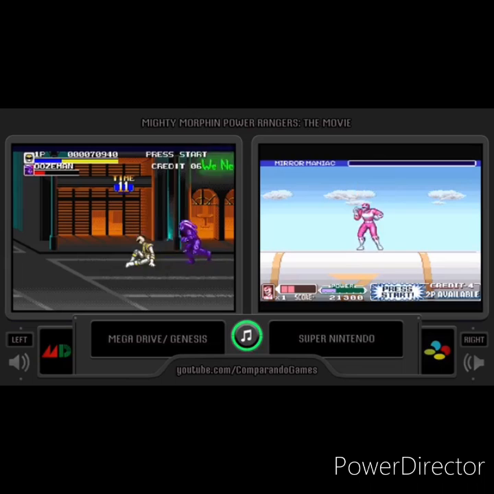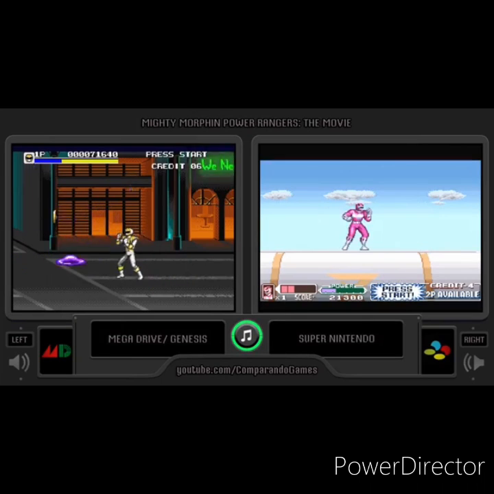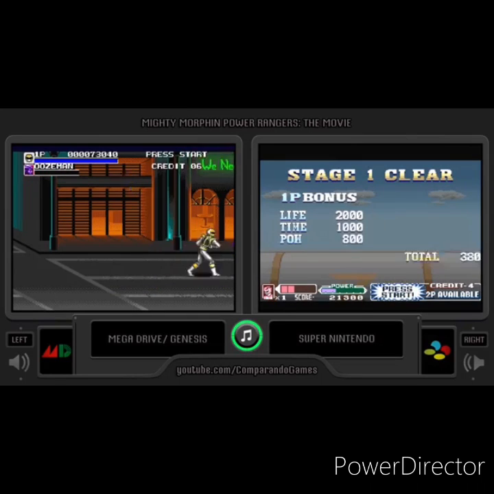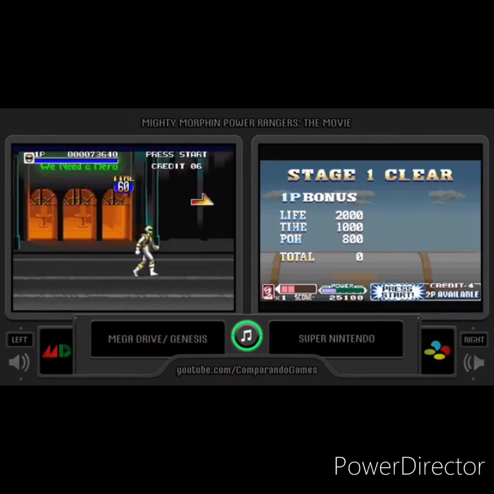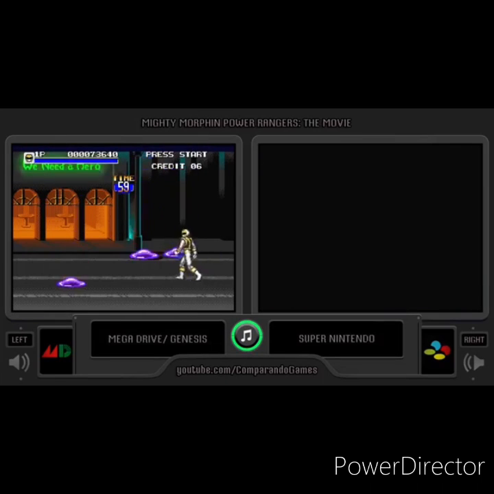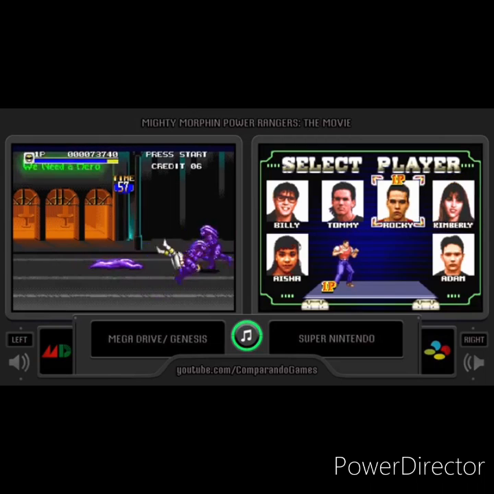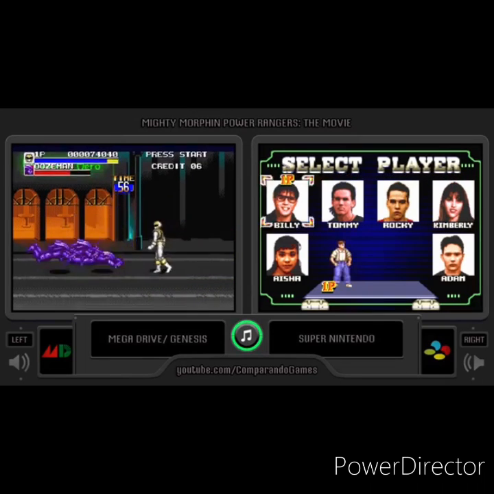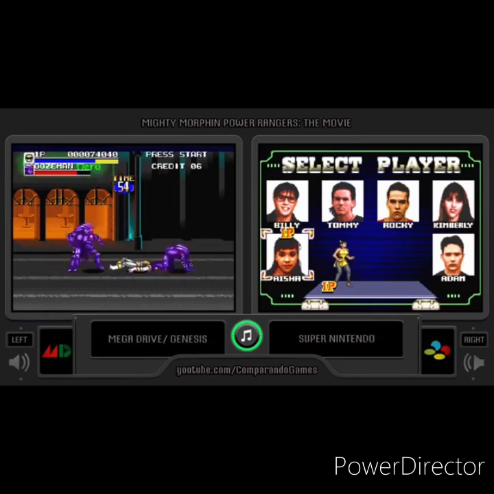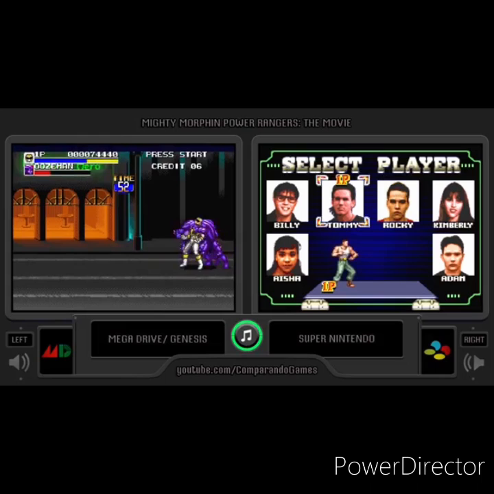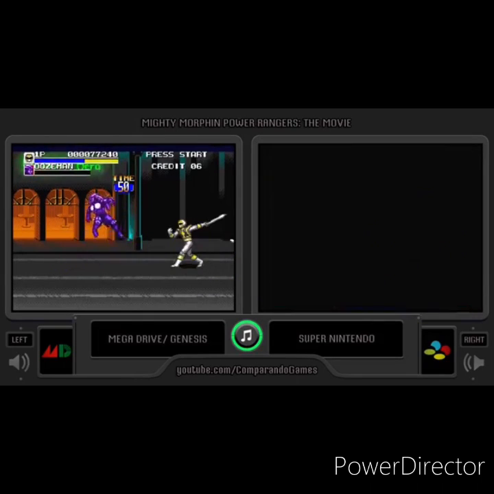So the monster's down. You passed the level. That's the end of the level. So it takes almost two levels of the Sega game to complete one level of the Super Nintendo game.